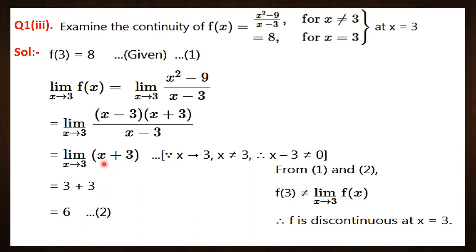Now we can find the value of the limit by directly substituting x is equal to 3. So 3 plus 3 is equal to 6, equation number 2. You can observe that in equation number 1, f of 3 is 8, and in equation number 2, limit x tends to 3, f of x is 6. Both are not equal, so the condition is not satisfied for a function to be continuous. So we say that f is discontinuous at x is equal to 3.